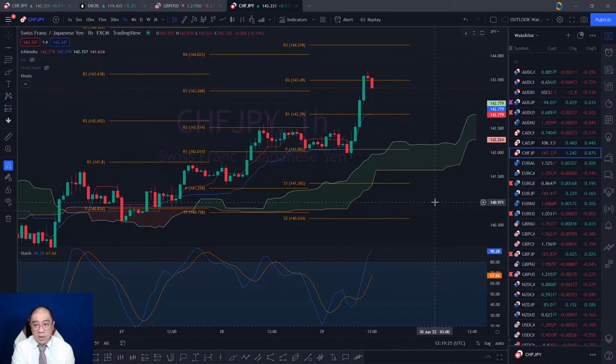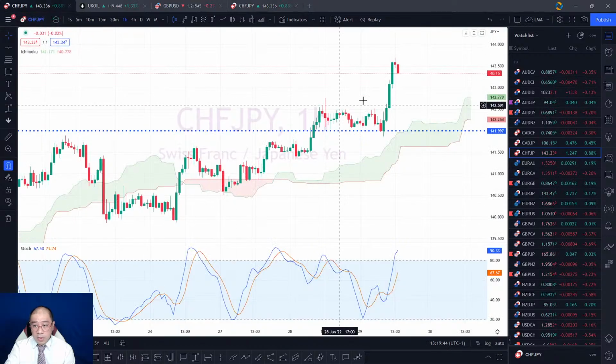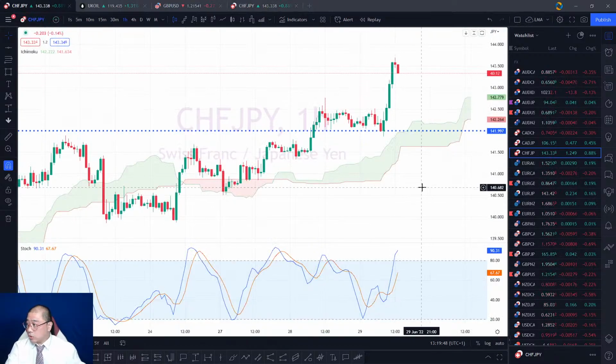If it does happen, 144 is going to be the limit for the day anyway, because that's where the resistance 3 from the pivot is located as well. It's also a psychological number, 144. So keep an eye out on 144 if you are long Swiss yen. If you want to trail your stop loss, move it to 142.50, not 142.